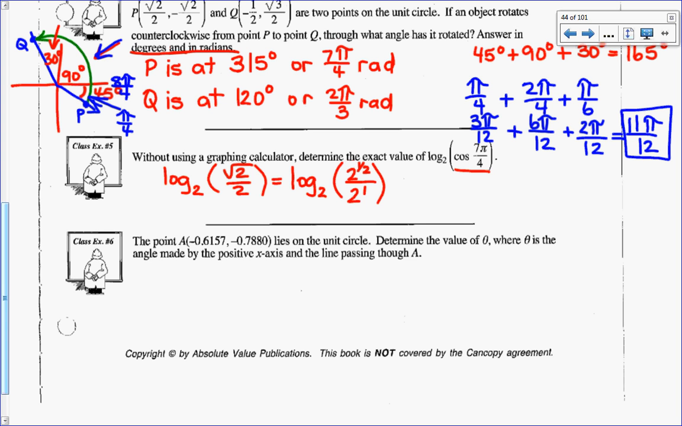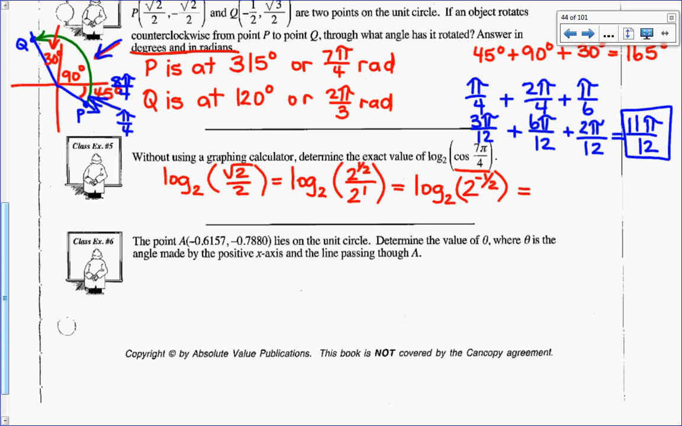Now, when I have the same bases, I know that I subtract the exponents. So this is log in base 2 of 2 to the, what's 1/2 minus 1? Negative 1/2. Okay?